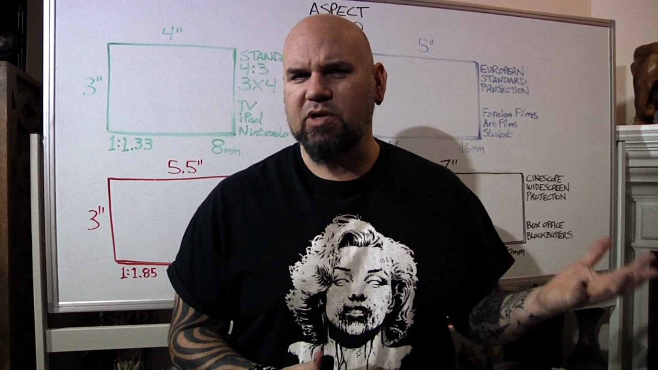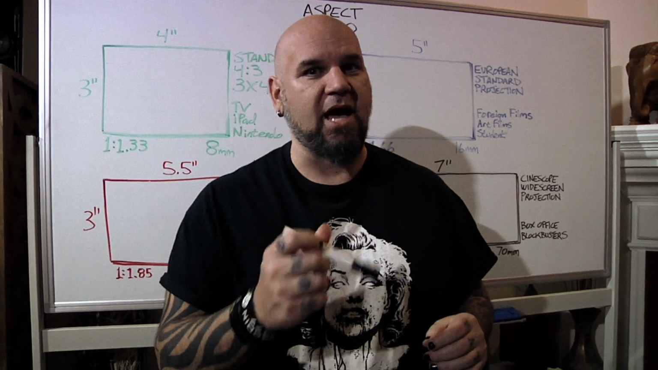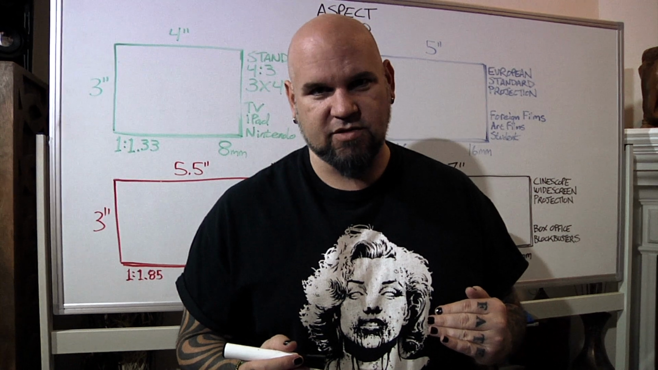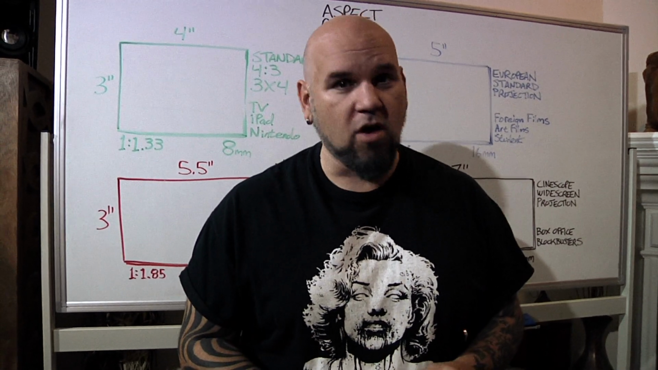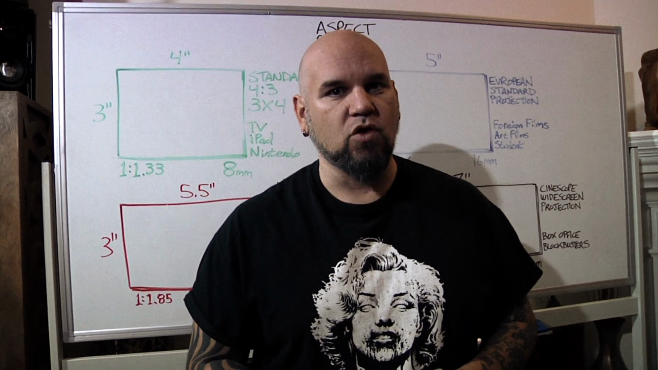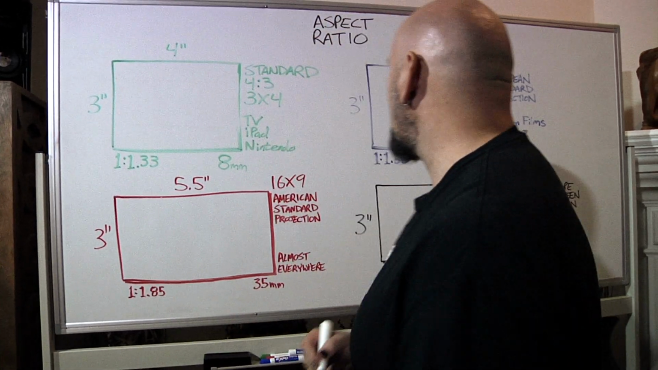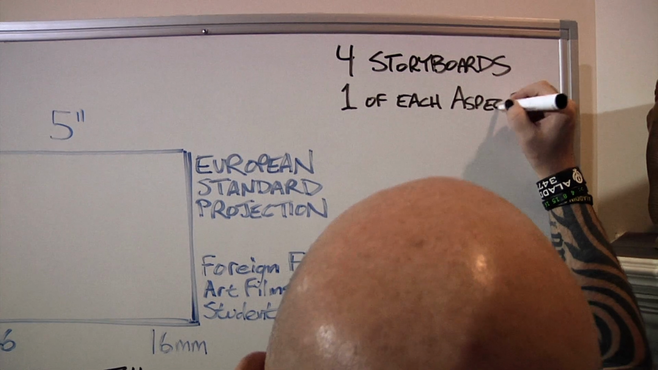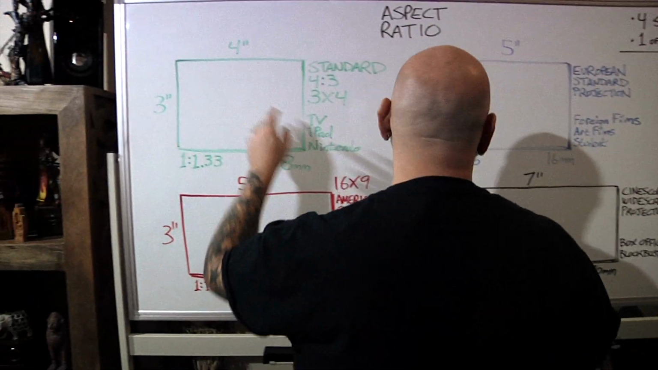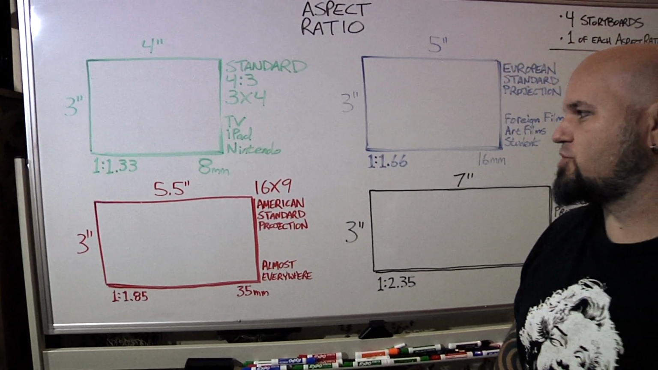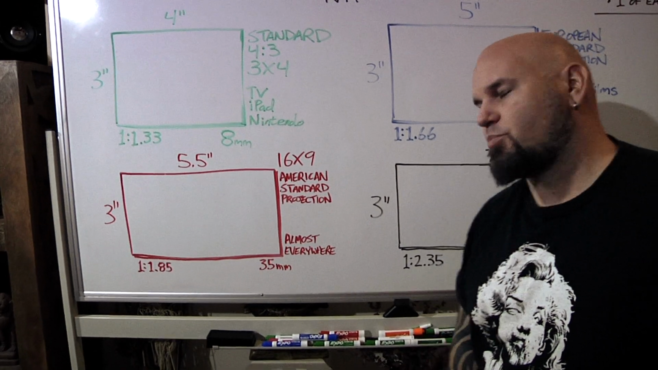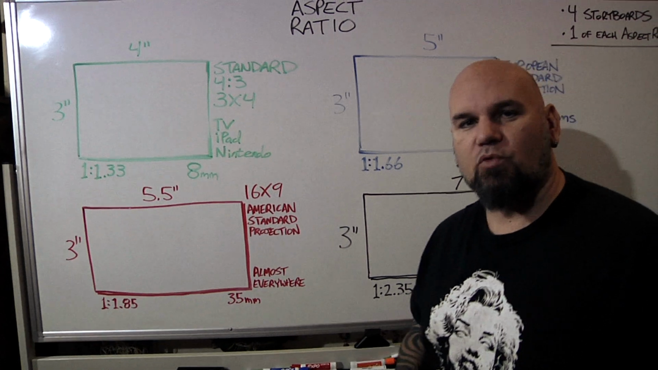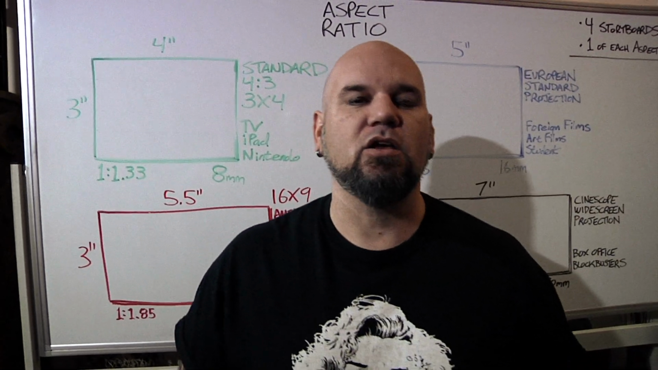Sometimes there's some confusion with this project where people will actually do this on their templates. You are not supposed to do this on your templates. You're actually supposed to draw these storyboards in your sketchbook. So you're going to draw 4 storyboards, one of each aspect ratio: one standard, one European standard projection, one American standard projection, and one Cinescope widescreen projection. Using a ruler, you are going to draw these in your sketchbook.